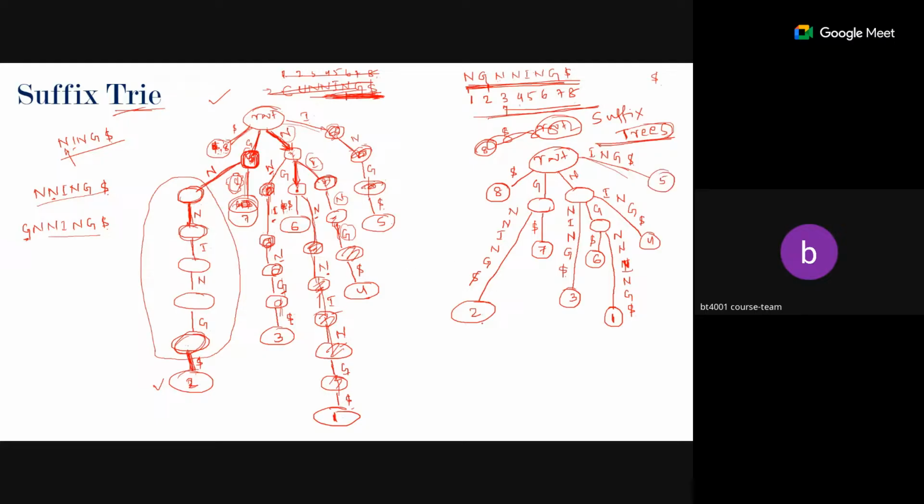Okay, so this is what is called a suffix tree. This is a suffix trie. The difference is basically this I and E. So don't confuse between tries and trees. This is a suffix trie and this is a suffix tree.